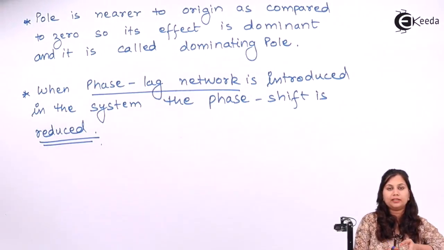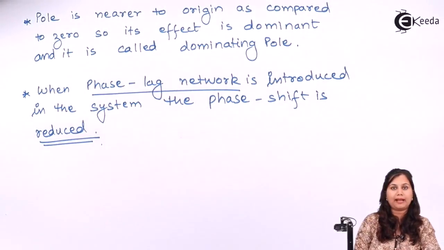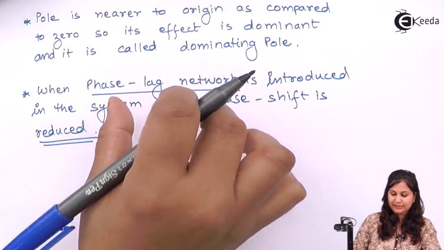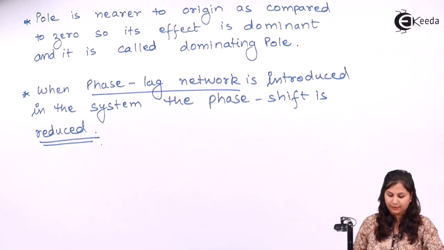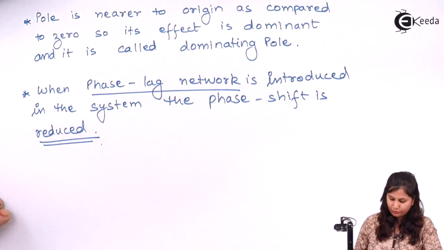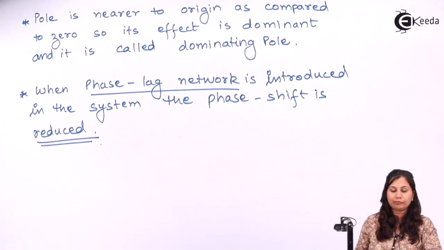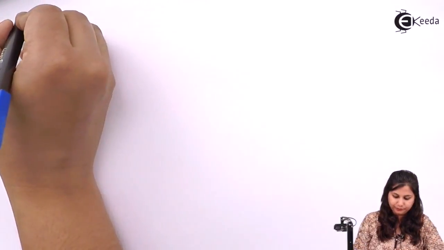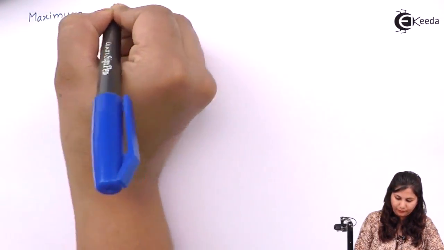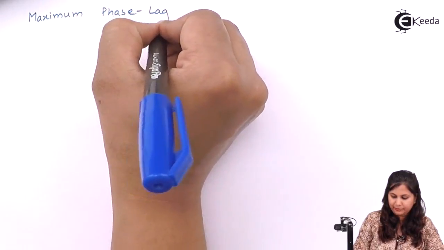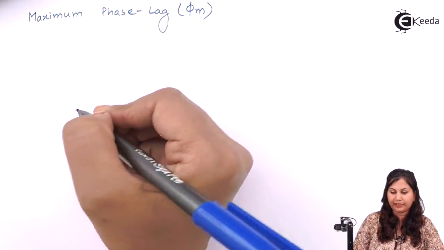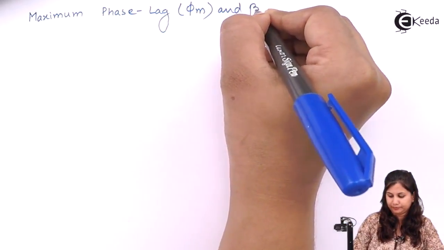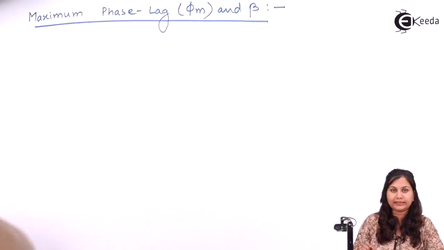Now similarly, like the phase lead network, where we calculated the maximum phase lead, here we will calculate the maximum phase lag which this phase lag network can introduce in the system. The maximum phase lag introduced is again represented by phi m, and we will calculate beta here also. So let's see how we can calculate.